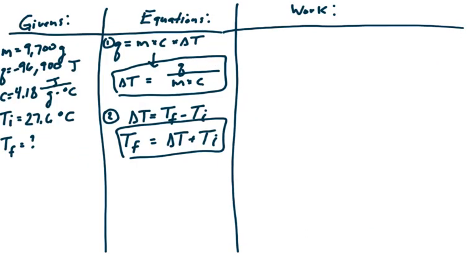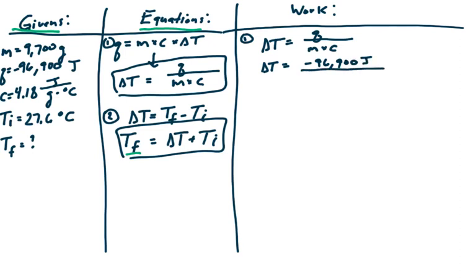So here I've set up the problem again with our givens and the two equations that we are going to use to find our answer, the final temperature of the water bath. So let's plug our variables into the equations. For delta T, we're going to use the first equation. Delta T is equal to heat flow divided by mass times specific heat capacity. The change in temperature is equal to the heat flow, which is negative 96,900 joules, divided by the mass, which is 9,700 grams, times the specific heat capacity of water, which is 4.18 joules per gram times degrees Celsius.